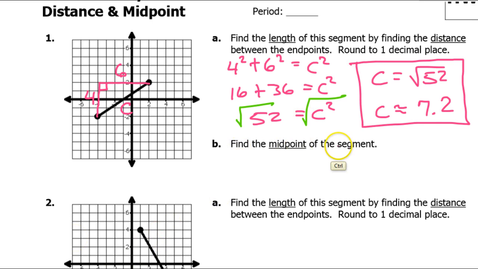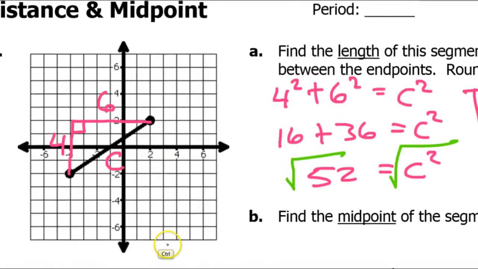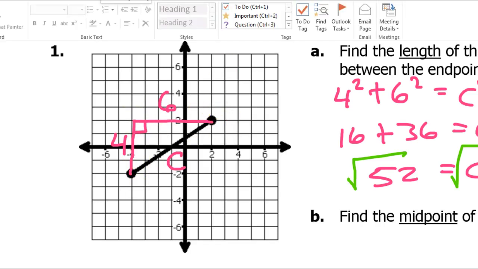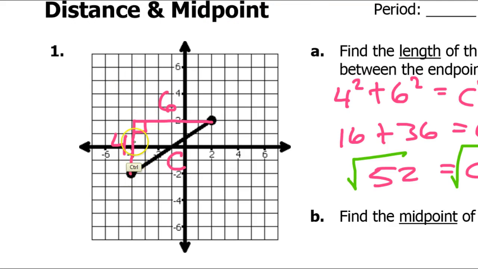Next, we're supposed to find the midpoint. Sometimes you can use the graph to find the midpoint as well. Notice the rise and run that we did to draw this triangle. It's up 4 and right 6. Well, if you're going to find the midpoint, then you're going to do half of that. So instead of going up 4, what if we went up 2? And instead of going right 6, what if we only went right 3? That should give us the midpoint.